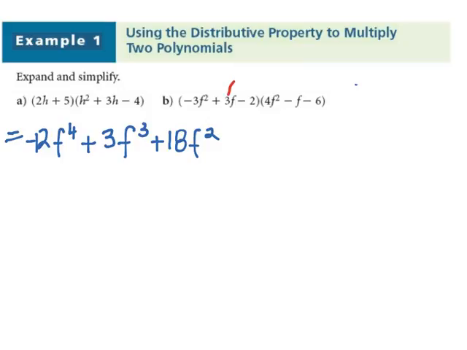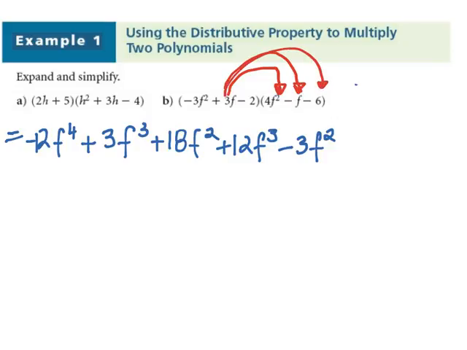The next term, we're going to multiply 3f times 4f squared, and that is 12. And f times f squared is f cubed. Then we're going to multiply 3f times negative f. Negative times a positive is a negative, and 3 times 1 is 3. F times f is f squared. The last one we're going to multiply is 3f times negative 6. Well, 3 times 6 is 18, and positive times a negative is a negative, so it's negative 18, and we have an f.